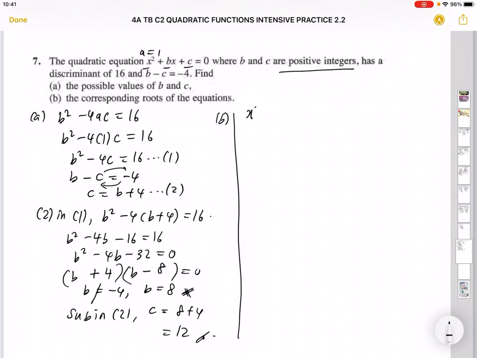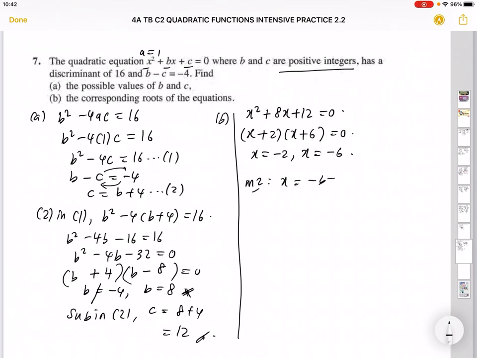My b is now 8 and my c is now 12. So immediately I can factorize this: x plus 2, x plus 6. So the roots should be negative 2 or negative 6. Ultimately, you can also use minus b plus or minus the square root of b squared minus 4ac, over 2a.